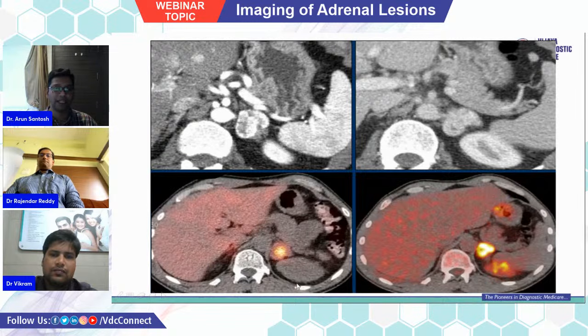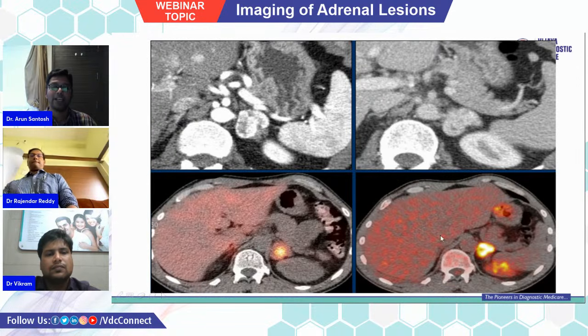This is an MIBG SPECT scan and FDG PET scan, where we can see the lesion is hypermetabolic on both these scans, because of the chromaffin cell tumor and secretion of the catecholamines. So a brightly enhancing lesion appearing hypermetabolic on both nuclear medicine imaging is suggestive of a pheochromocytoma.